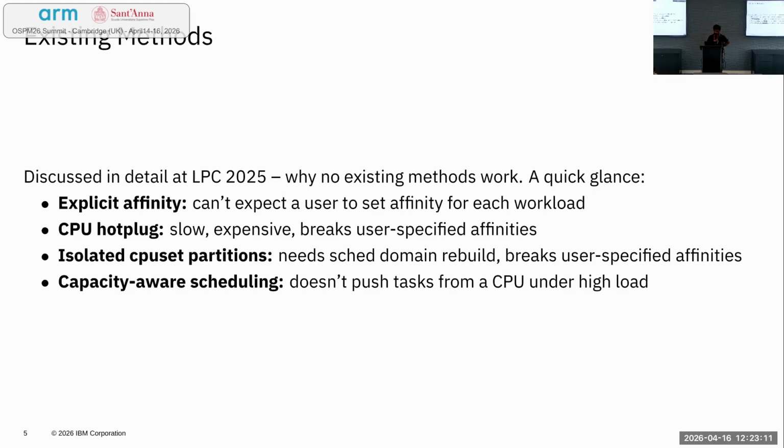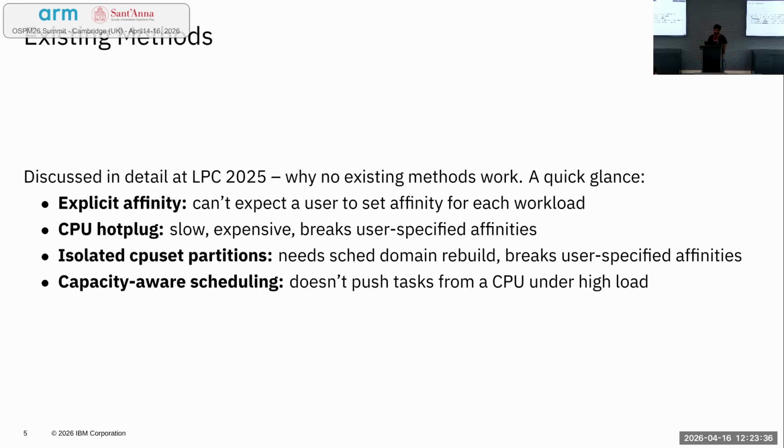Okay, this one we discussed at LPC in a bit more detail. I'll quickly go through. So what we need is a mechanism to restrict the workload to a certain number of CPUs at runtime. There are different ways to do this. You can use explicit affinity, go and tell the user to pin the workload, but that is not possible.